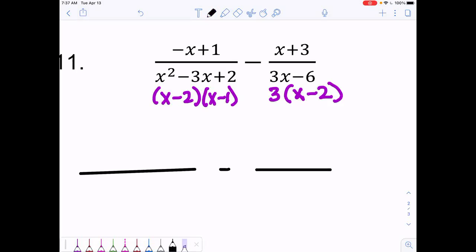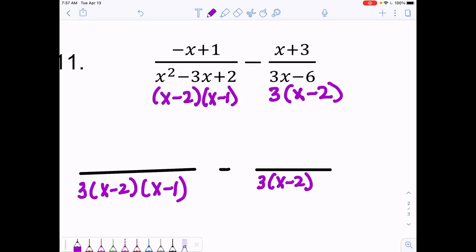So take everything from the first fraction, x minus 2, x minus 1. Look to see what's different in the second fraction. Well, the x minus 2 is there, but there isn't a 3. So that would be my different part. So I need to place a 3. So x minus 2, x minus 1.